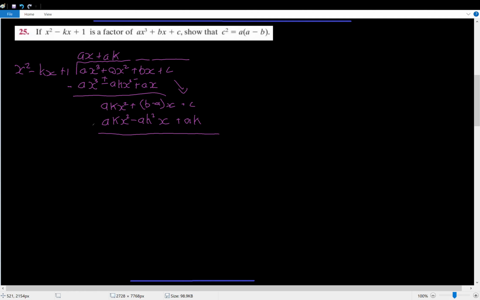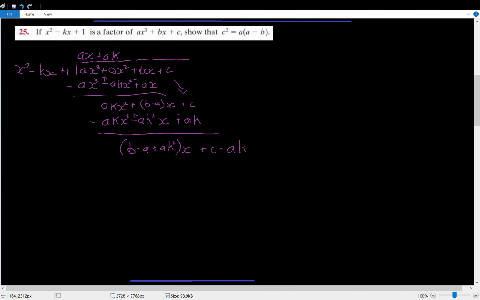We draw a line and change our signs. This becomes a minus, this becomes a plus, this becomes a minus, and we do our sums down. So akx squared minus akx squared is 0. And (b minus a)x plus ak squared x is (b minus a plus ak squared)x. Then we just have c minus ak. This down here is our remainder, because the first term can't be divided by x squared. This is where our remainder would be if we were doing this with actual numbers involved.